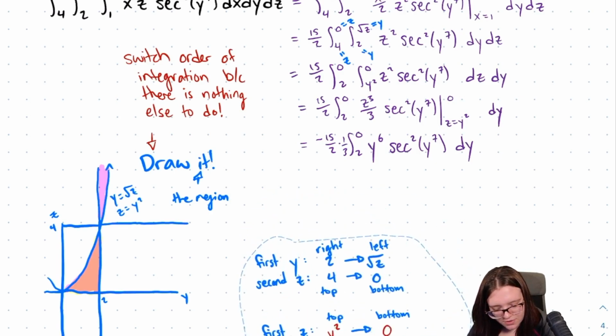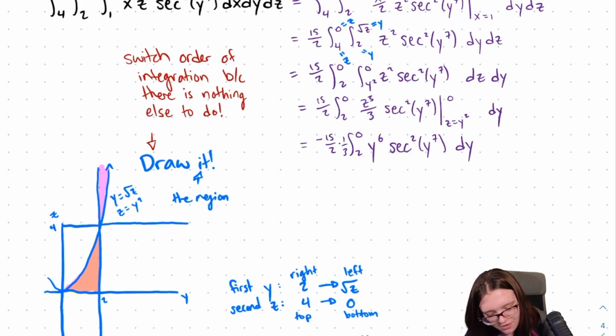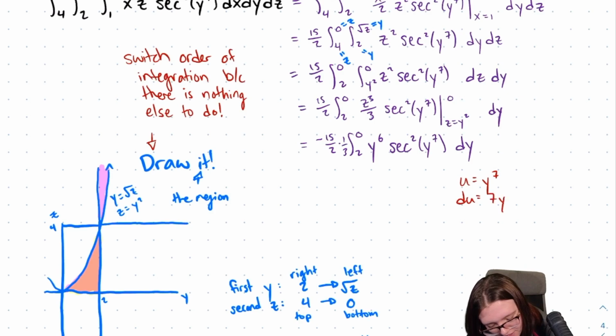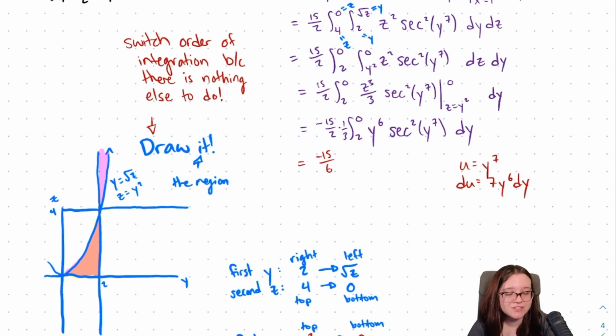And now the only thing left to do is to try u substitution. And we need to try the same substitution we tried before. u will still need to be y to the 7th. So du will still be 7y to the 6th dy. But now we do have a y to the 6th to cancel with. So I'll end up with minus 15 over 2 will stay. Let's combine that with the 1/3 to get minus 15 over 6. Or rather, minus 5 over 2.